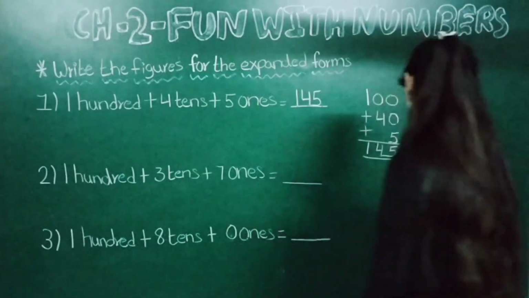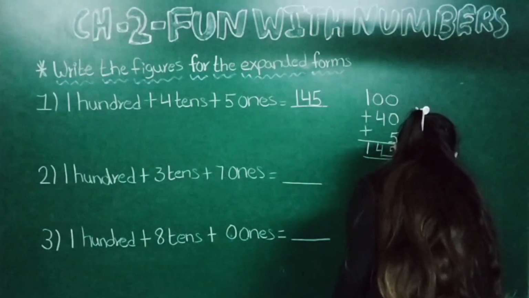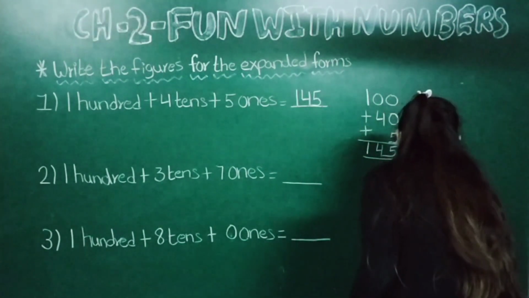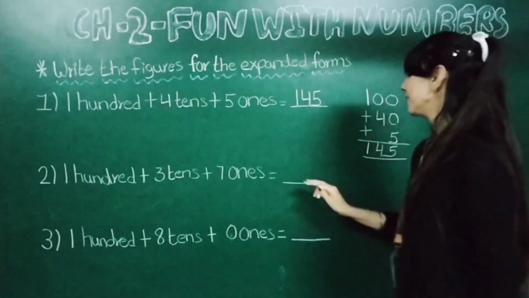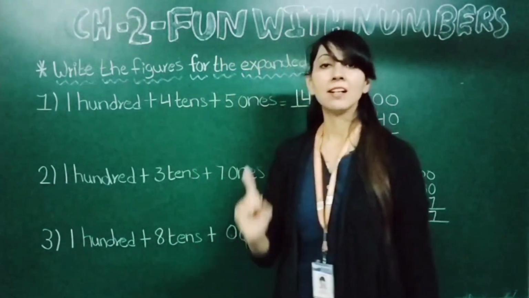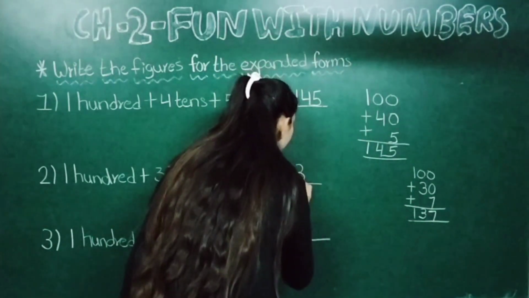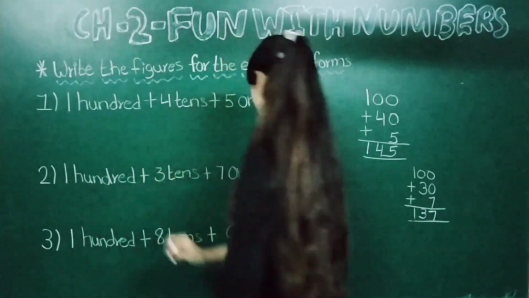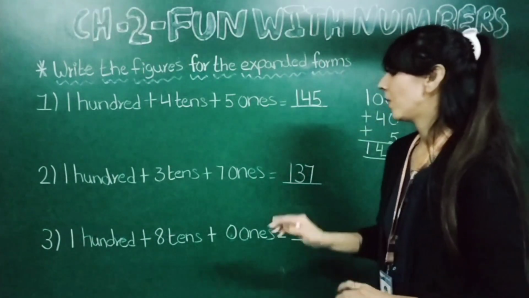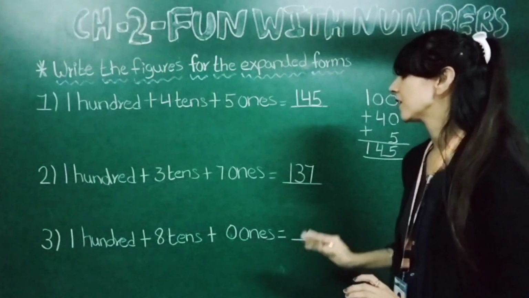Now here 0 plus 3. Yes. Here we will write 3. Now this 1 you can see. Yes. Here we will write 1. So in this blank we will write like this. Okay. 137. Yes. Now next one also we will see. 100 plus 8 tens plus 0 ones.